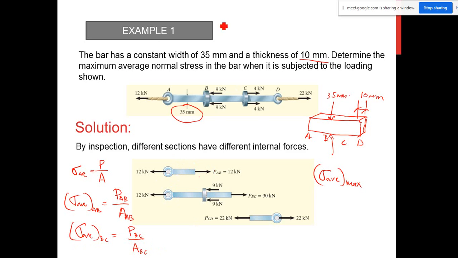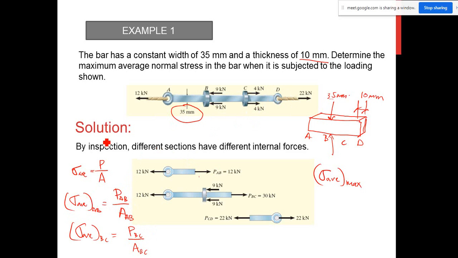Now we can calculate the value AAB, because you are given the width and also the thickness. Not only AAB, you can calculate AAB, ABC, and also ACD. The cross-section area for each portion is all the same: thickness 10, and width 35. So in order to calculate the stress, what you need is PAB, PBC, and also PCD.